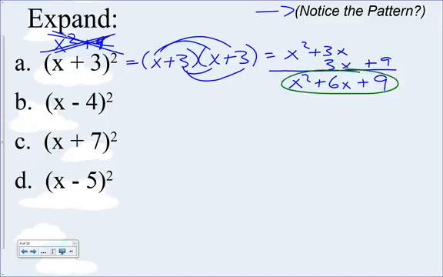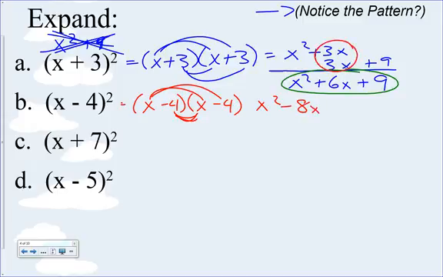So let's do this one. We're multiplying x minus 4 by itself. So x times x is x squared. x times negative 4 is negative 4x. If I did this one also, that's another negative 4x, so it's going to be negative 8x. I just kind of skipped this step, put it all together. And then negative 4 times negative 4 is a positive 16. Okay, so there's a finished product. And this is the pattern.